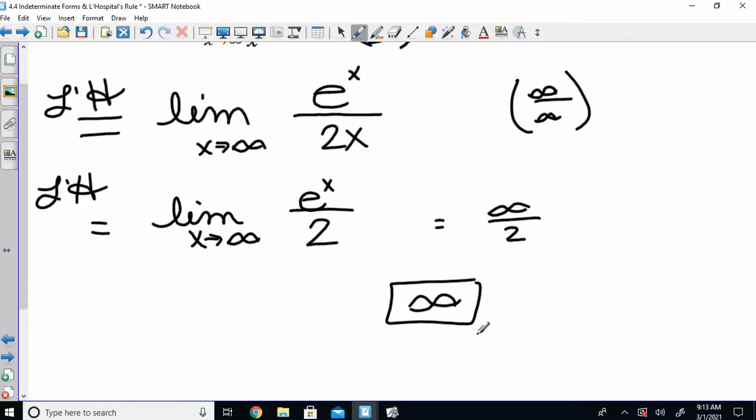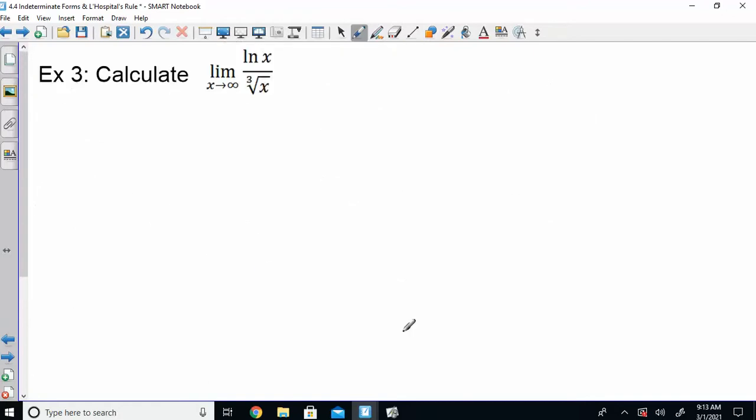I want you guys to try the next one. The natural log of x over the cube root of x. If you just plug in the natural log of infinity, and if you think about a natural log graph, it looks like this. So as time goes on, it's just getting bigger, so that's going to infinity. Cube root of infinity is infinity. So this is infinity over infinity. That's an indeterminate form. So that tells me L'Hopital's rule.